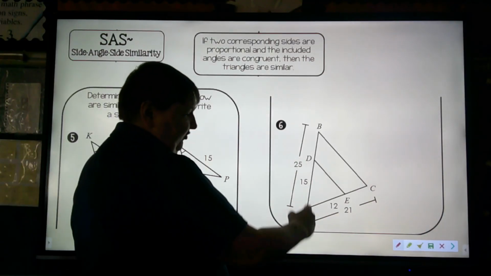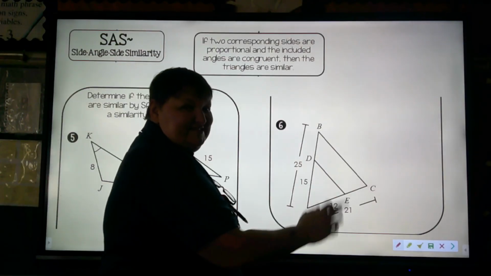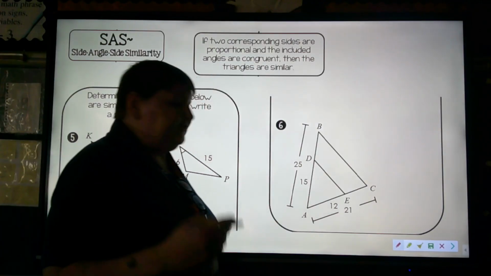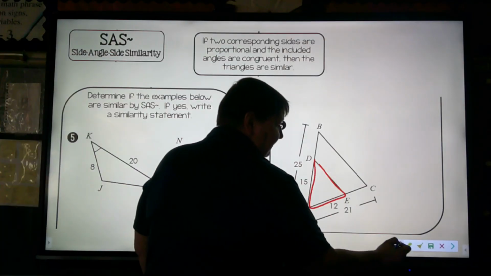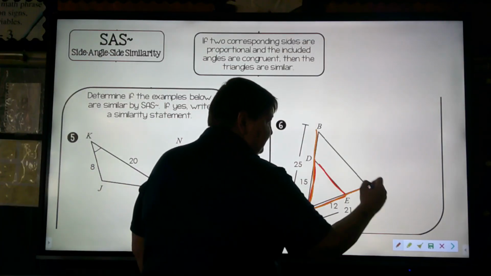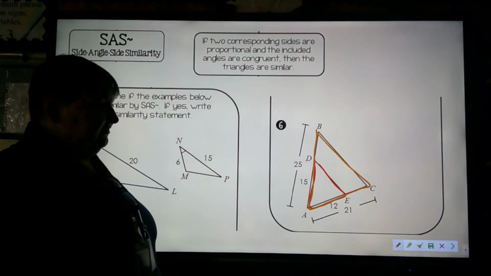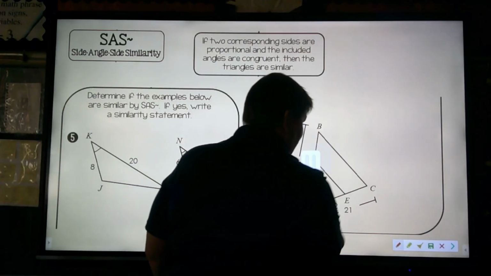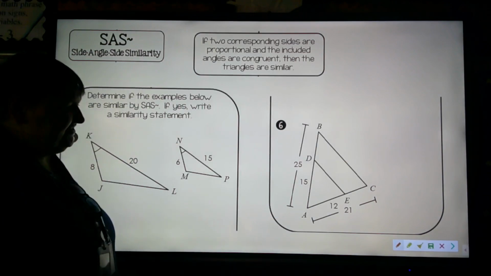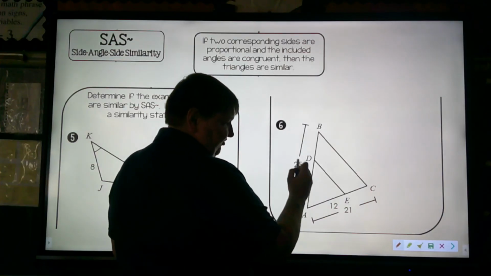This one has more information, but you just have to think about it. The triangles are already stacked for you. They're two separate triangles. There's a smaller triangle, and there's a bigger triangle, and they're stacked on top of each other. Okay. So, let's ask ourselves the corresponding sides, right? They're literally right here for you.